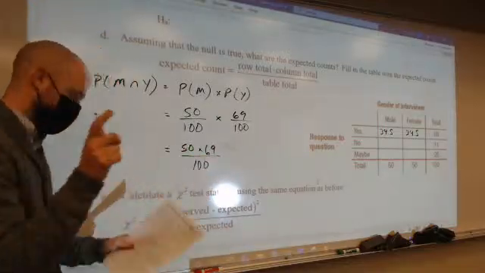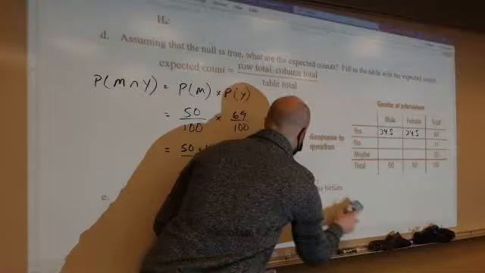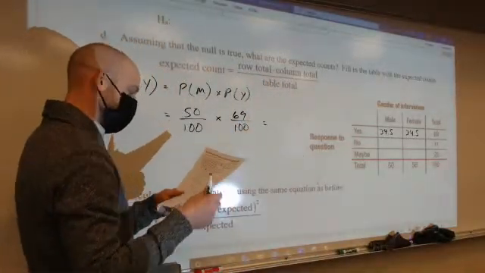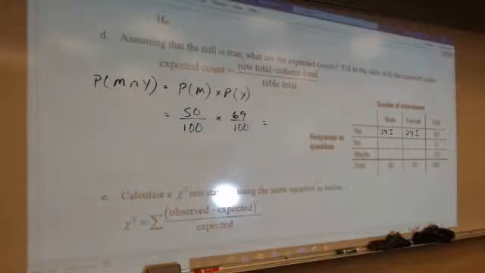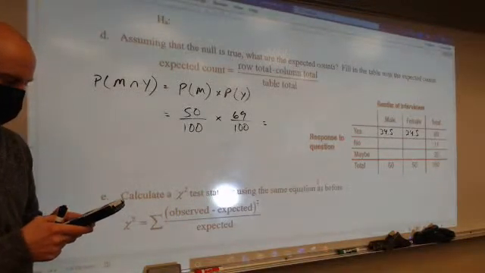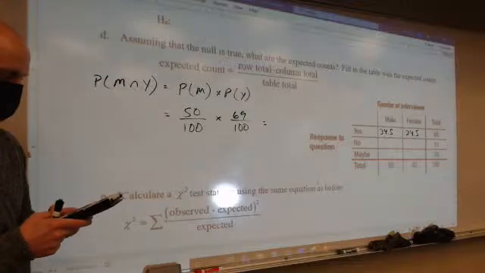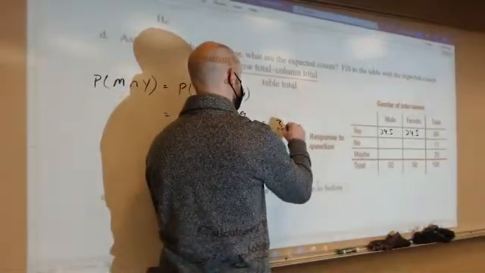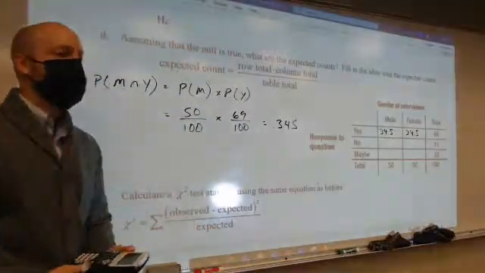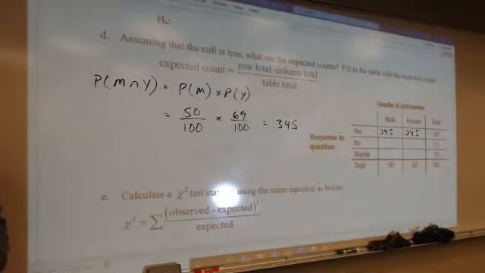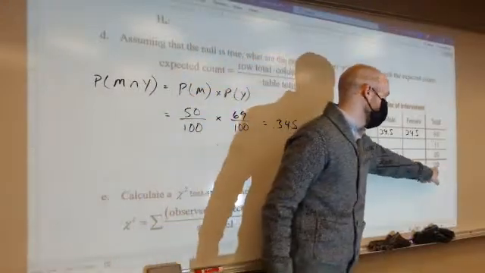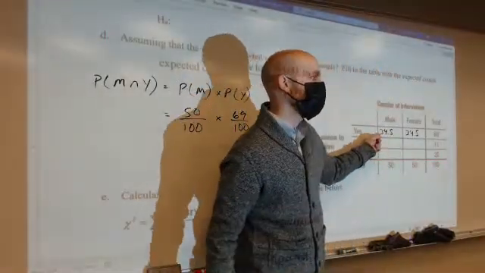Hold on. Just wait. Let me save that for the end. This ends up being, I didn't calculate that yet. Shoot. Interesting. 50 times 69, divided by 100, divided by 100. All right, 0.345. That's what that ends up being. So what this tells you is that 34.5% of your population should go in this box.